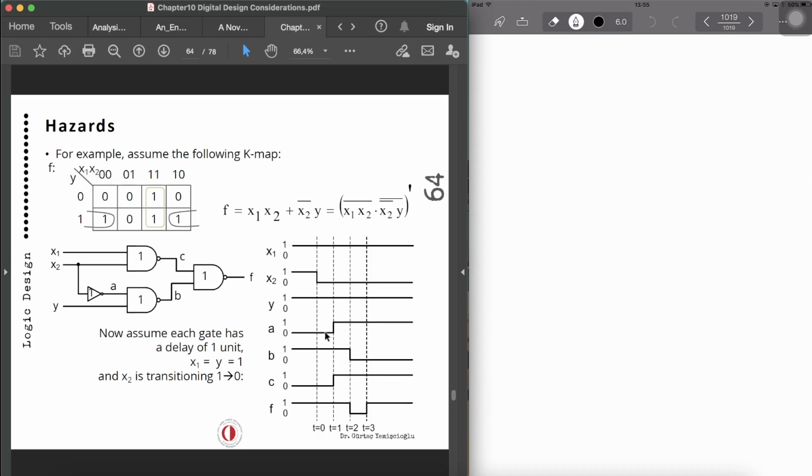Now, when we look at it, C is x1, x2, so it's going to be 1, 1, it's going to be 0. And 1, 0, it's going to be 1; 1, 0, it's going to be 1. So with one gate delay, we will have the outputs.